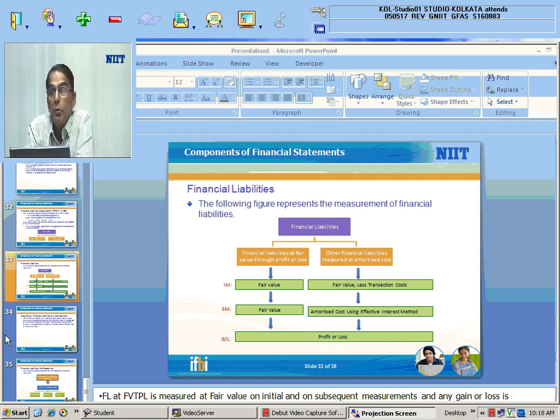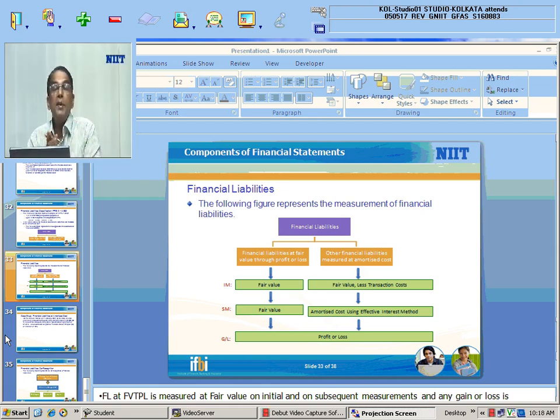It's a liability, so we'll have to reduce it by the transaction cost. So transaction cost will be capitalized. Subsequent measurement will be at fair value for financial liabilities which are measured at fair value through profit and loss. For the other financial liabilities which are measured at amortized cost, the subsequent measurement will be at amortized cost using the effective interest method, which we have already seen in the case of financial assets at amortized cost. And the difference will be transferred to the profit and loss account.